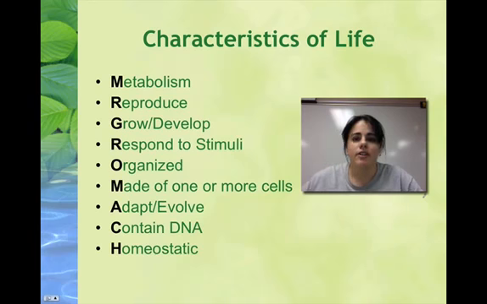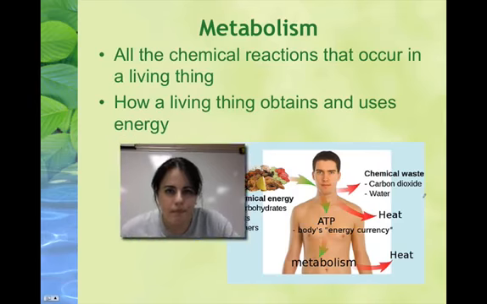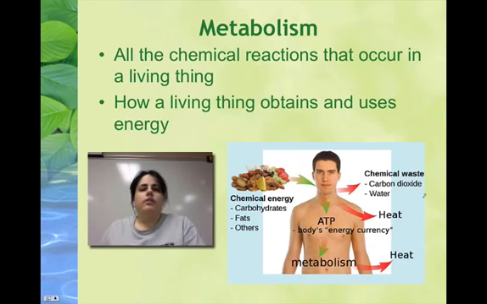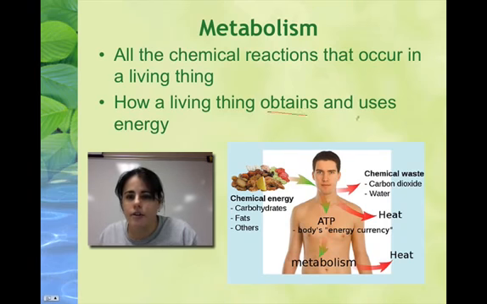So let's talk about these characteristics of life one at a time. First one I will talk about is metabolism. Metabolism is a fancy way of saying how do you get your energy and how do you use the energy that you got to maintain life. And so it's really talking about all the chemical reactions that happen inside your body. We call this the biochemistry of living organisms, which we're going to touch on a little bit later on. So how do things obtain and use energy?